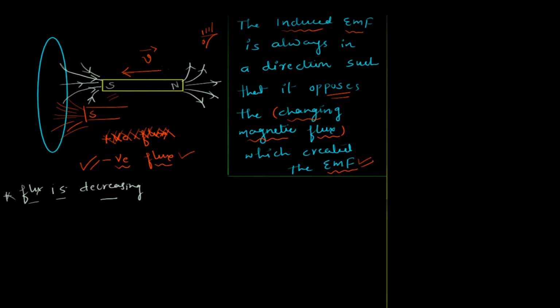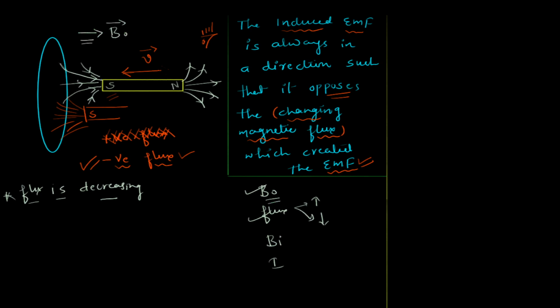Number 1, identify the direction of the original magnetic field. Then see whether the flux is increasing or decreasing. Then identify the direction of the induced magnetic field, and finally identify the direction of the current. You have done the first two right now. You have seen the direction of the magnetic field. What's the direction of the original magnetic field? The original magnetic field B0 is in this direction, this arrow right here.